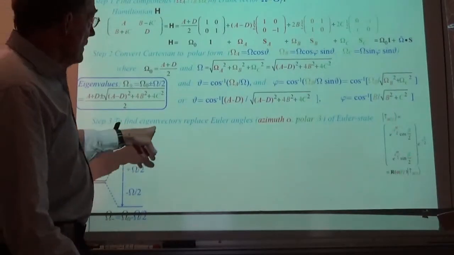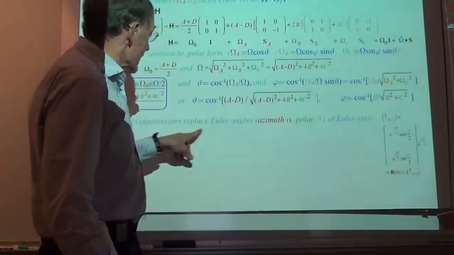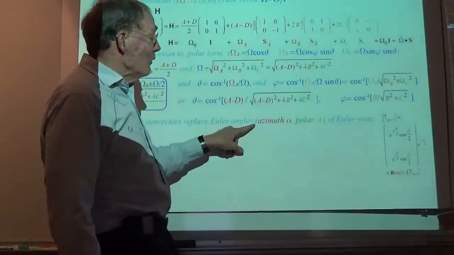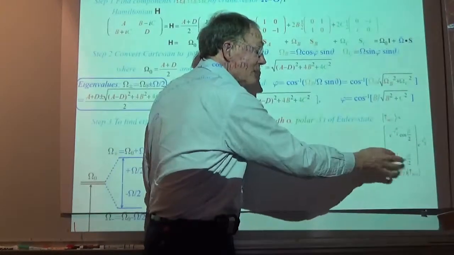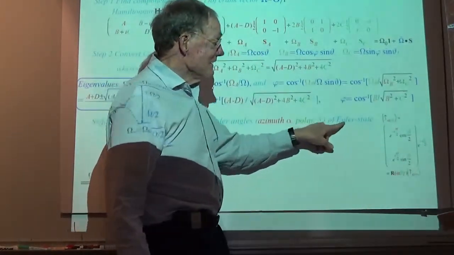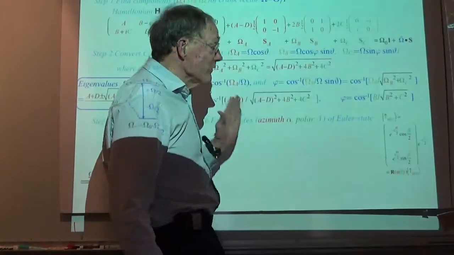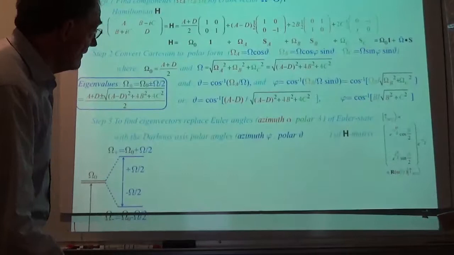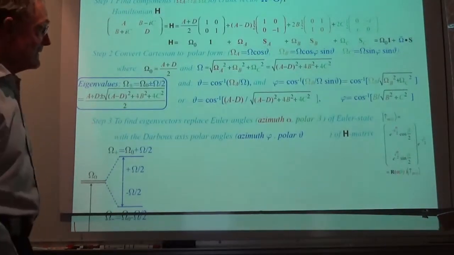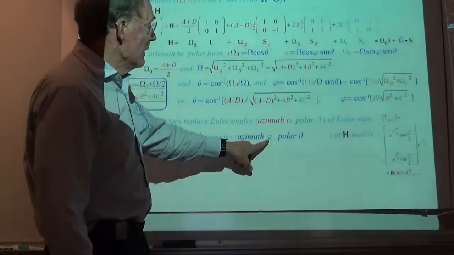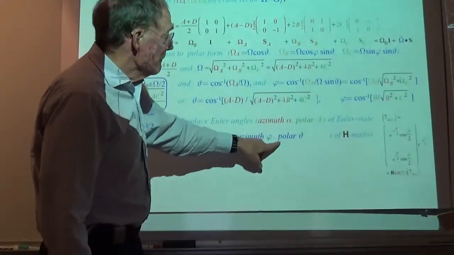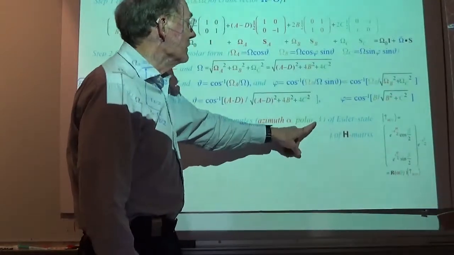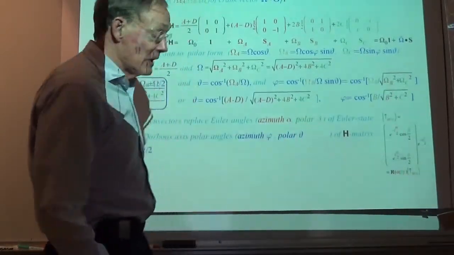Now, step 3 is just to find the eigenvectors. To find them, replace the Euler angles in your general state definition with the corresponding Darboux angles. Azimuth phi replaces alpha. Polar theta, script theta, replaces beta. Beta rhymes with theta, but I'm going to make them equal now.